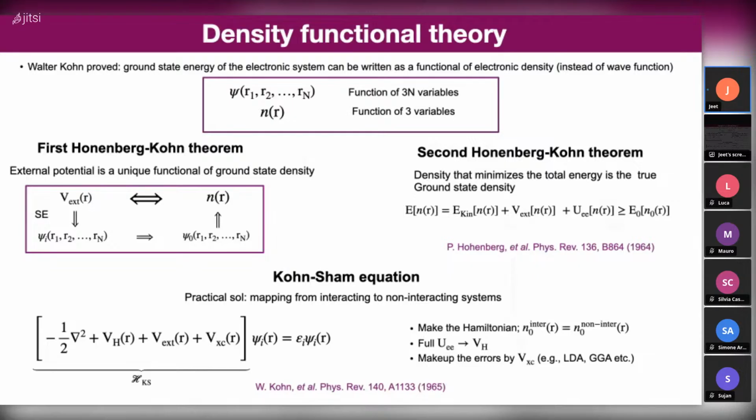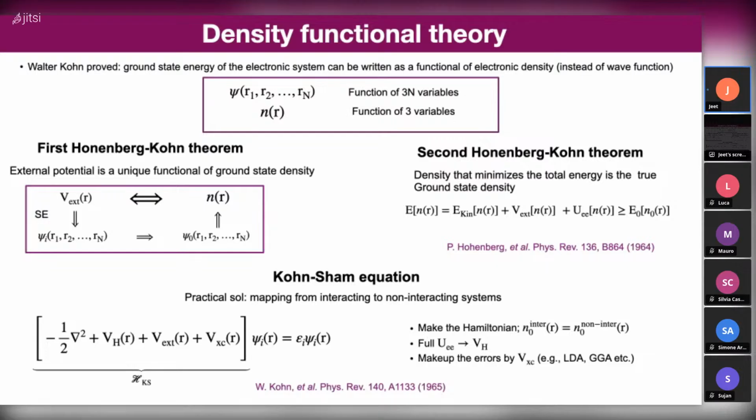So what it means is that if you say the wave function has 3N variables, the density has just 3 variables. So it reduces the number of degrees of freedom. Now, how do we involve this density in our main theory? There is a set of very, very important theorems that I will just briefly mention.